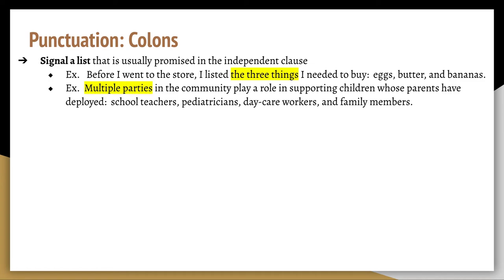For example, if we look at the examples we have listed here, we could simply say, "Before I went to the store, I listed 3 items I needed to buy," and that sentence would stand on its own just fine. The addition of a colon and the subsequent list of eggs, butter, and bananas offers clarification of the items that the speaker needed from the store.